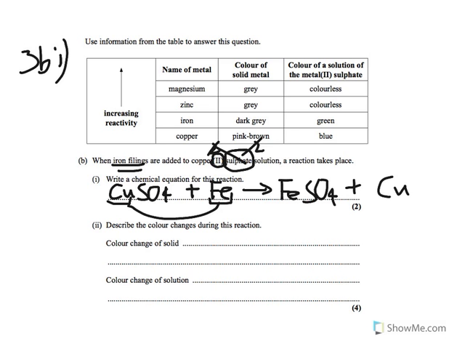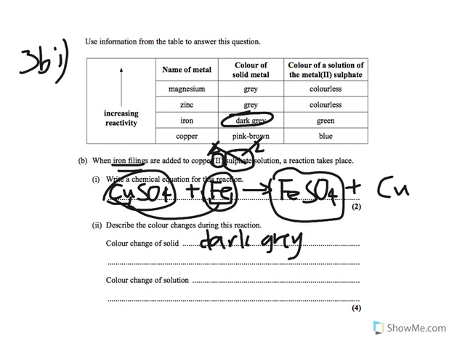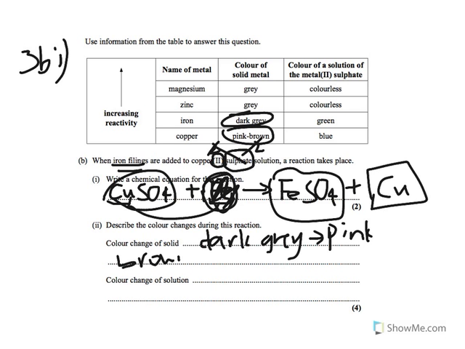Now you've got to describe the color changes during this reaction. So you have to describe the color change of the solid. So in this case, you had CuSO4. Now CuSO4 isn't a solid. CuSO4 is actually the solution. And Fe is the solid. Now according to this table, the color of the solid metal is dark gray. So it was originally dark gray at the beginning of the reaction. But at the end of the reaction, Fe combined here, so the dark gray over here disappeared, and Cu was formed, Cu solid, and the color of the Cu solid is pink brown. So from dark gray, it turned to pink brown. Okay, and that's the color change of the solid.